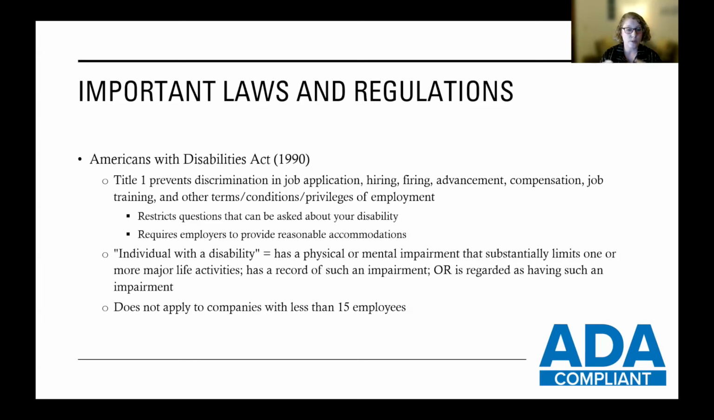The term individual with a disability has a pretty broad definition. There's actually 3 parts, and the first 2 parts are the ones that relate primarily to accommodations, so we'll talk about those today. You are considered an individual with a disability if you have a substantial limitation in a major life activity. There's a long list of life activities, but it includes things like hearing, seeing, speaking, walking, breathing, performing manual tasks, taking care of yourself, learning, working, and many other things. You can also be considered an individual with a disability if you have a record of the impairment, meaning you have some documentation related to that impairment.